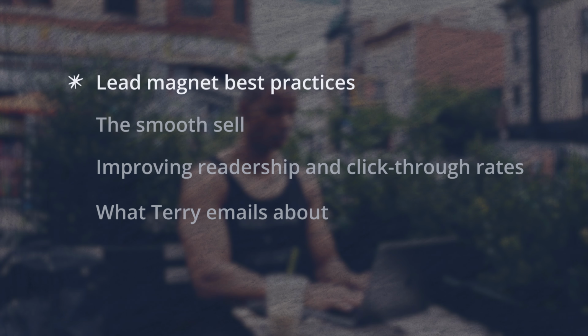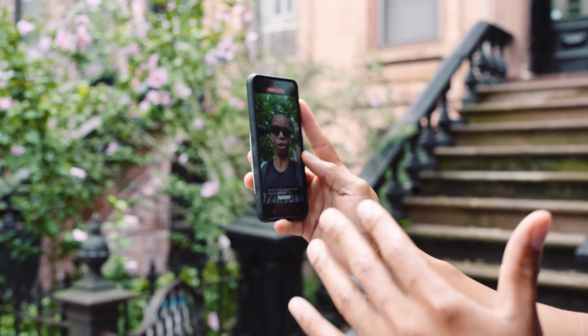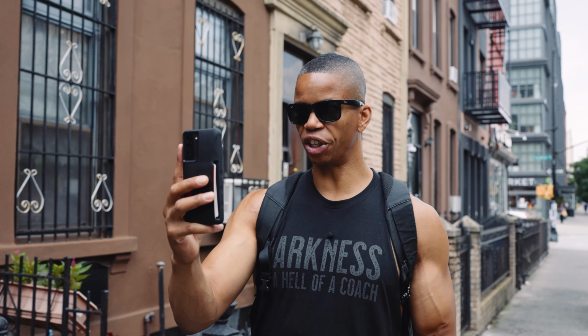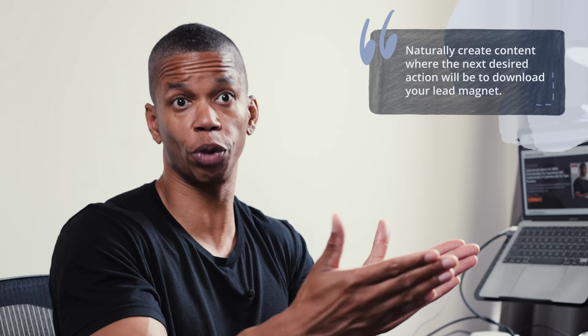So here's one challenge a lot of creators have: they have a great lead magnet, but they don't promote it well. So what I would say is whatever your lead magnet is, pretend it's like 10 ways to do your taxes better, create social media content about that. So maybe you have a post that says, here's one way to do your taxes better. For 9 more ways, download my PDF, right? So naturally create content where the next desired action would be to download your PDF, in this case, your lead magnet.